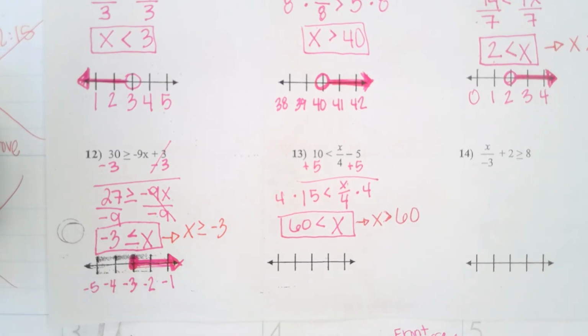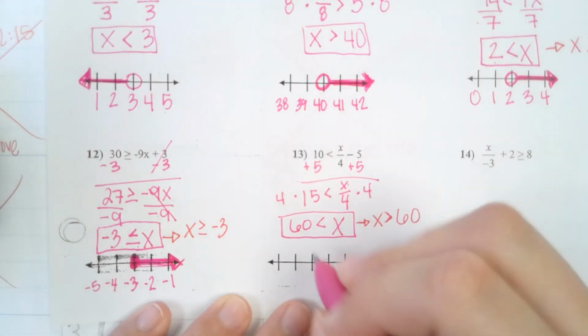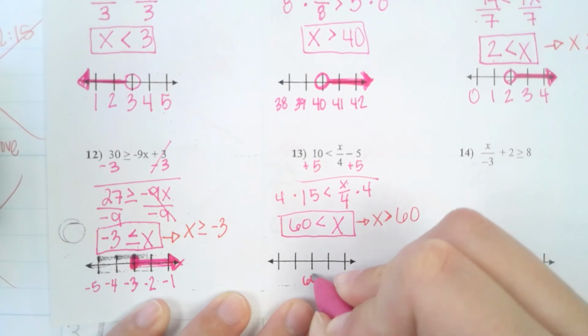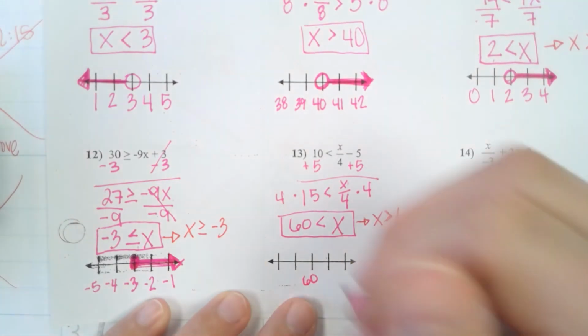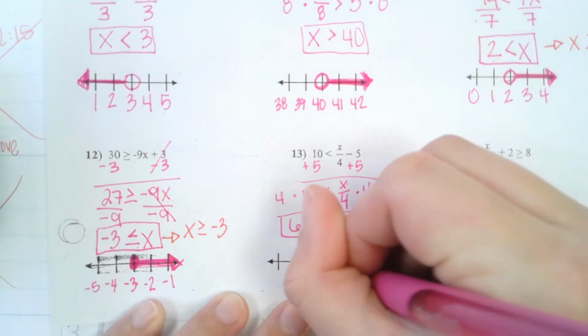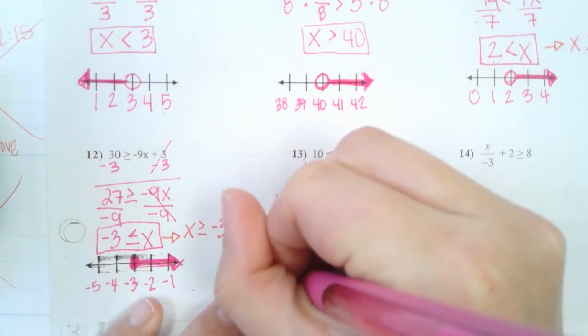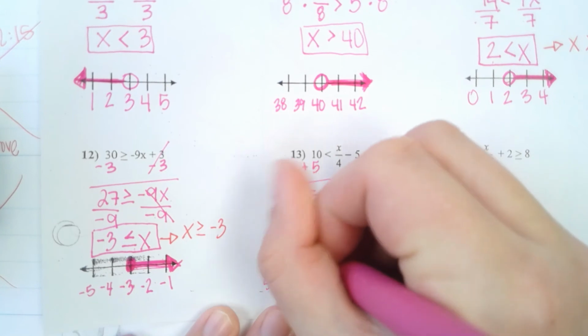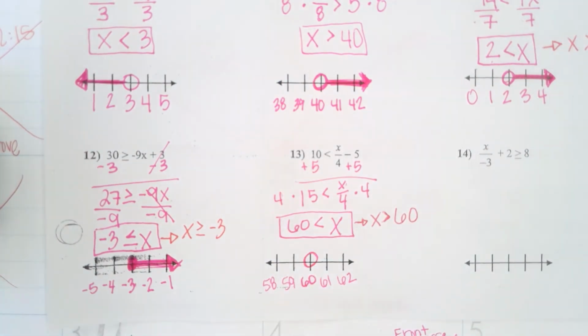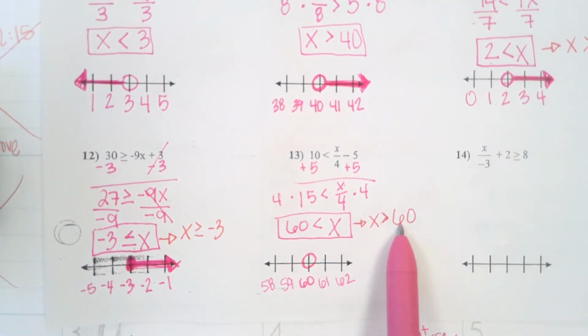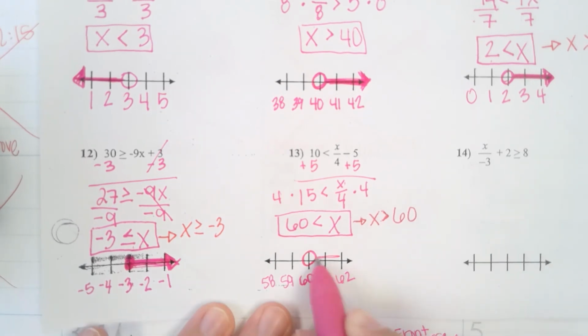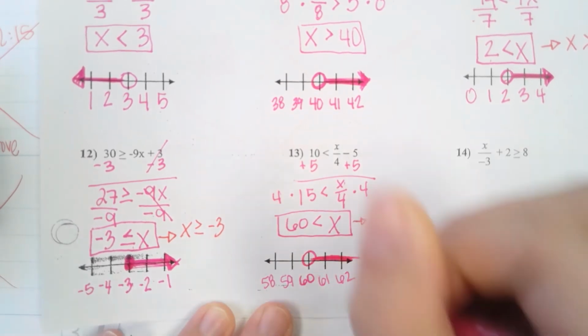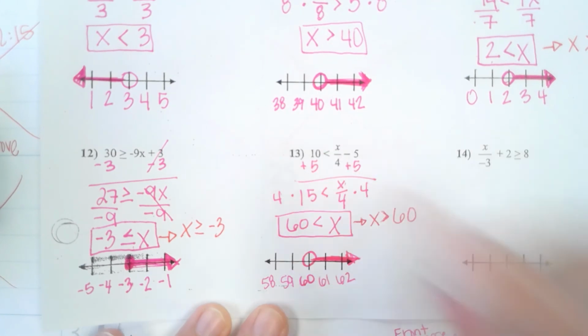And then when I go to plot this on my number line, 60 was my answer, so that's going to go in the middle. And I can go ahead and start filling in the rest of my numbers on my number line. And at 60, you guys should have had an open circle because there was no equal to line. And then if I want all numbers greater than 60, all numbers greater than 60 are to the right of it. So you should have had an arrow going to the right.